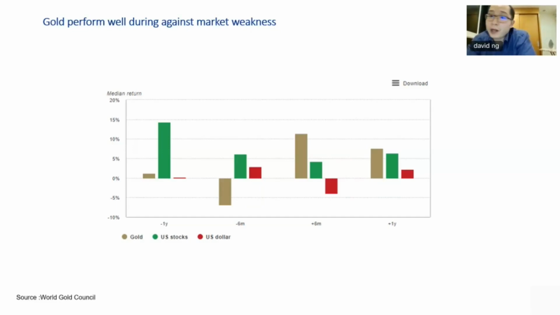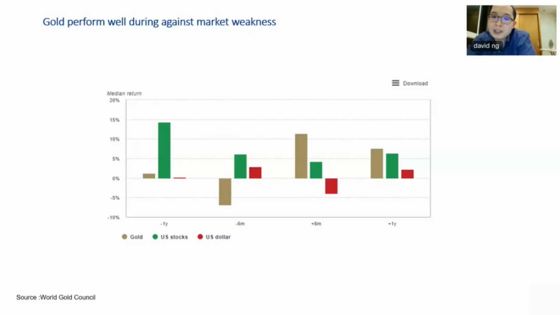Now, things change when equities markets start to decline. When equities markets decline, people will start to look at alternatives. Where can they park, or where can they hedge their portfolio? So I think one of the good asset classes to look at is actually gold.